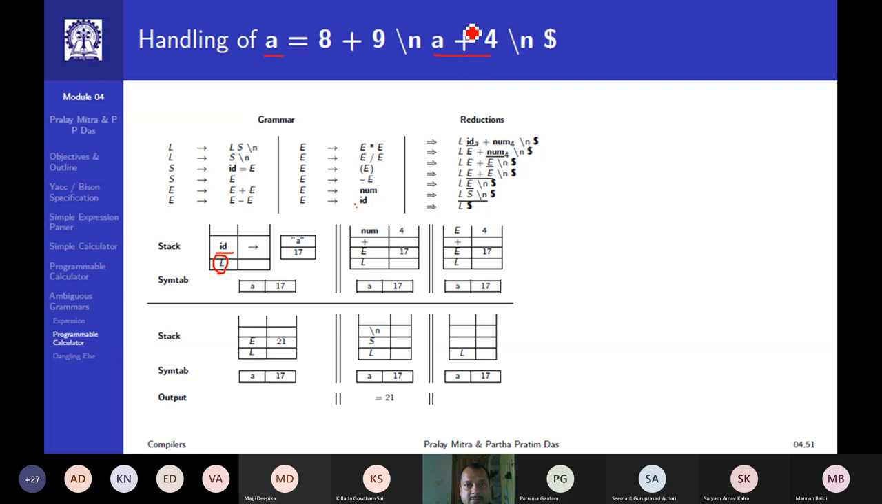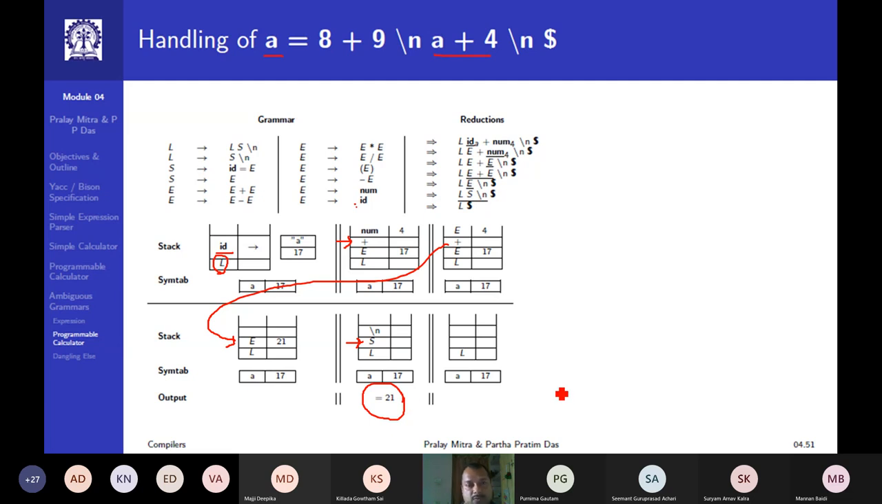Next, addition will come, so that will be pushed. Next another num will come here, that is 4 is number. Now num will reduce to E and ID already reduced to E. So E plus E, so that will be E and that value is 21. Then E will be reduced to S, S newline will be reduced to L. 21 will be printed, but it will not be stored.